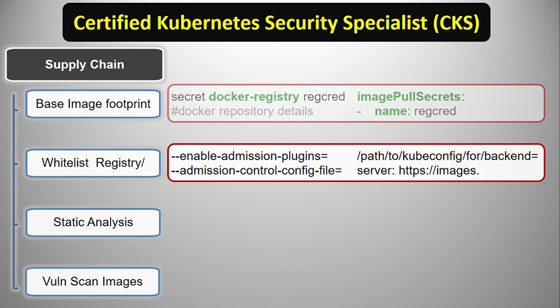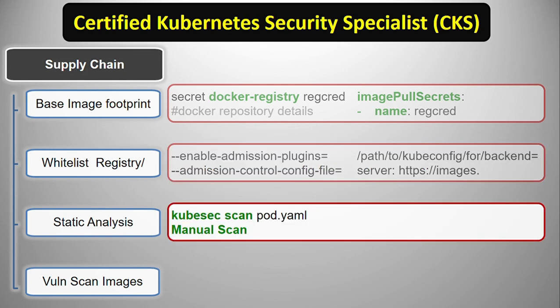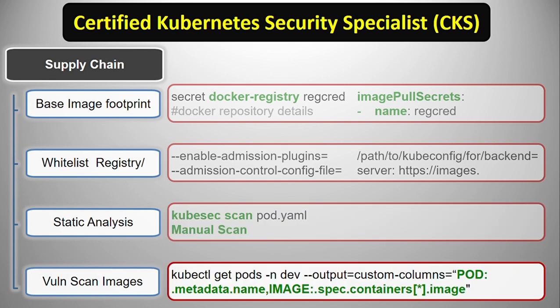Static analysis of a YAML file before implementation can be performed through kubesec or a manual scan. Kubesec automatically identifies vulnerable configuration and defines a scoring system to evaluate the YAML file. Images can be scanned through the trivy command. In order to retrieve the list of images in a particular namespace, the command is flashed on the screen. It can be found in the cheat sheet of the Kubernetes documentation.